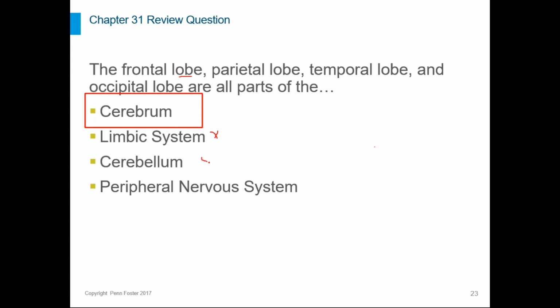Limbic system, cerebellum is a different part of the brain, and peripheral nervous system, remember, is the nerves that are out in your body. They're not part of the brain or the spinal cord. They're part of your arms and legs and stomach and whatnot.